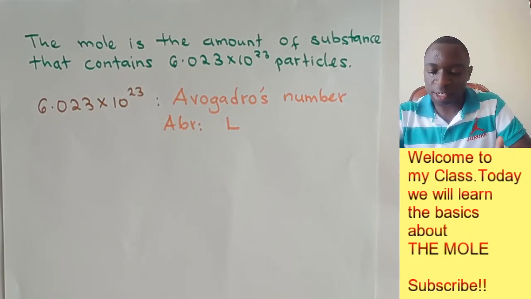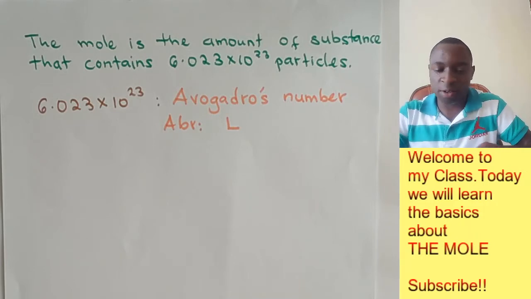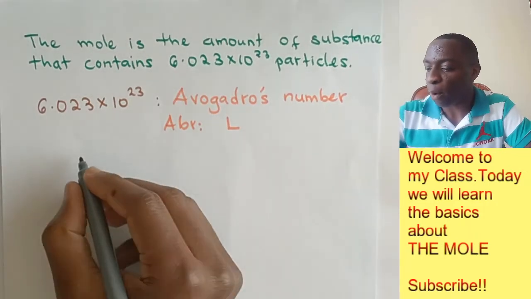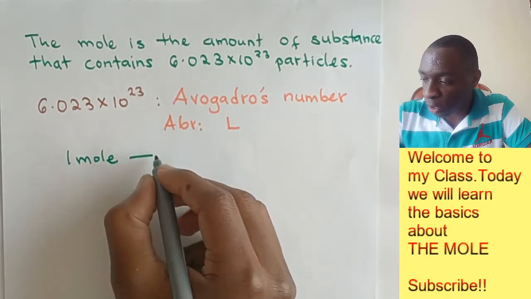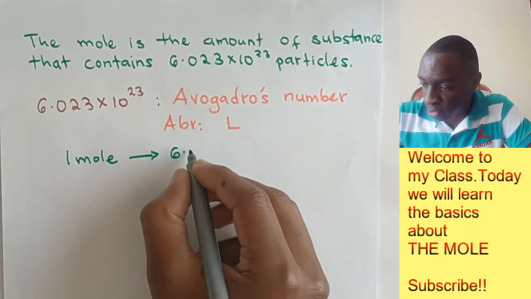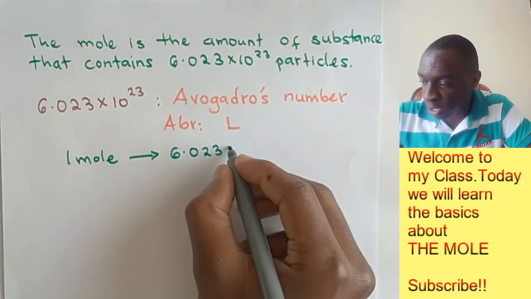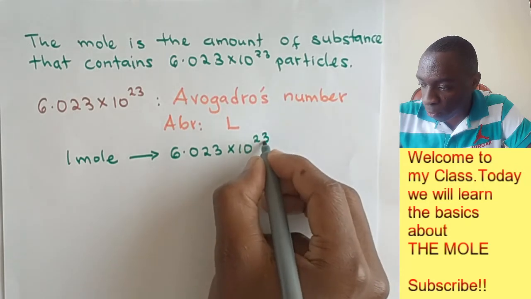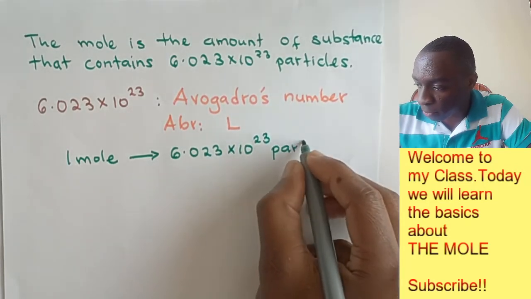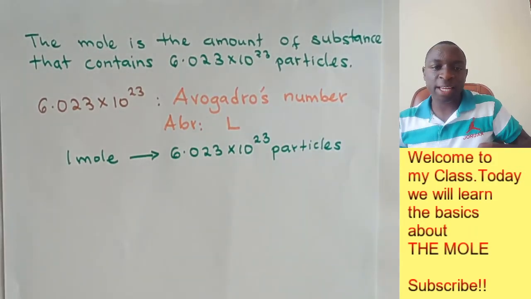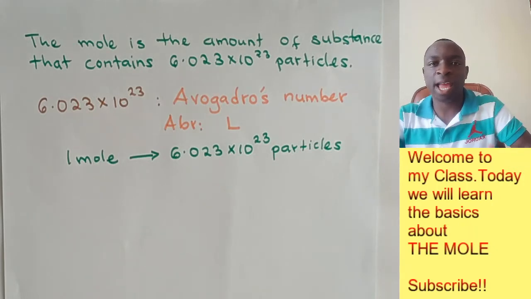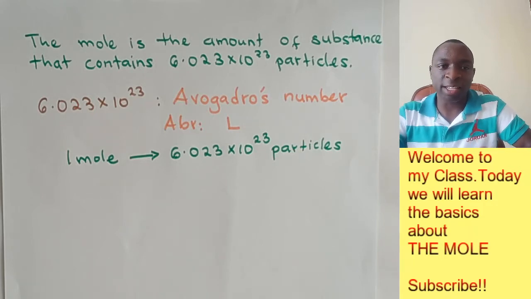So I like to summarize this in the form of a formula, whereby you start by saying it can be written as 1 mole contains 6.023 times 10 to the power of 23 particles. And you remember that these particles could be atoms, ions, electrons, or molecules, etc. So these are the building blocks in chemistry.